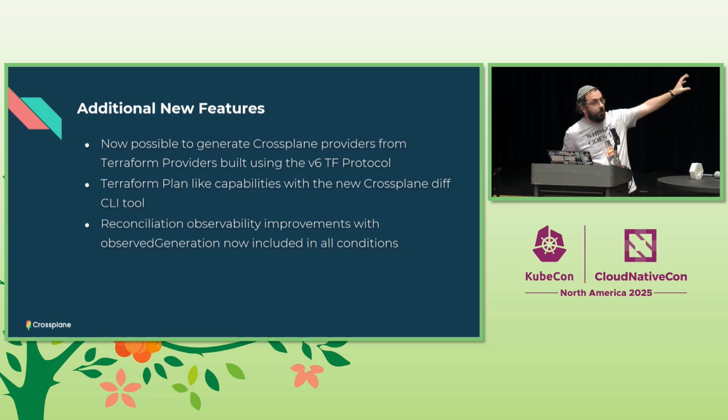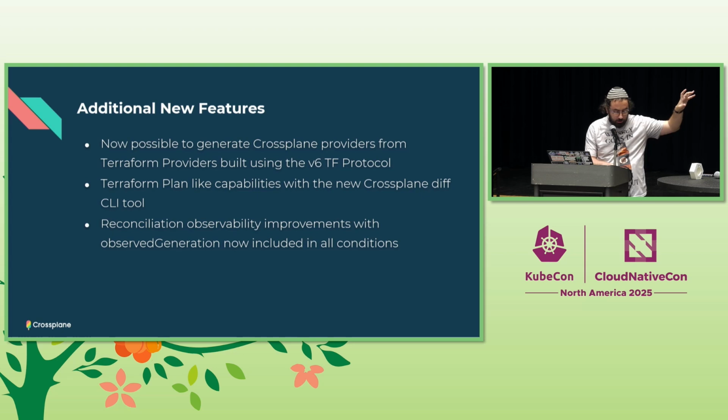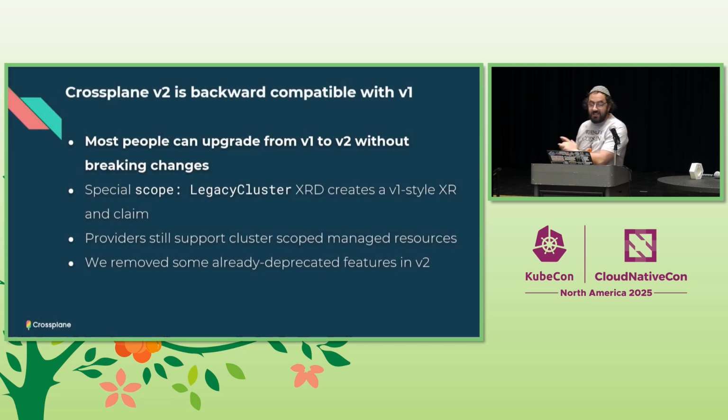The biggest one, though, is the Terraform plan-like capabilities. We now have the ability to do that with Crossplane diff, which is very similar, that same capability, and we get the reconciliation observability with observed generation on everything. It is backwards compatible, which is very important. Basically, everything is backwards compatible unless you were using deprecated features, so just don't use deprecated features.